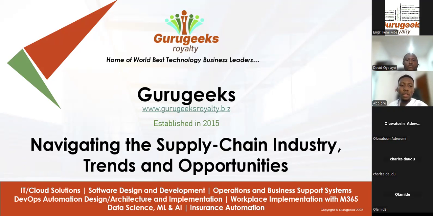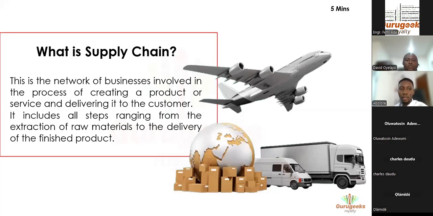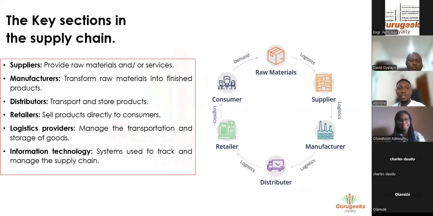So to dive into what supply chain is. To keep it simple, supply chain is the network of businesses involved in the process of creating a product or service and then delivering that product to the customer. From where you source your materials down to your distributors, down to your production, that is what supply chain basically is all about. Now, what are the different key sections in supply chain?